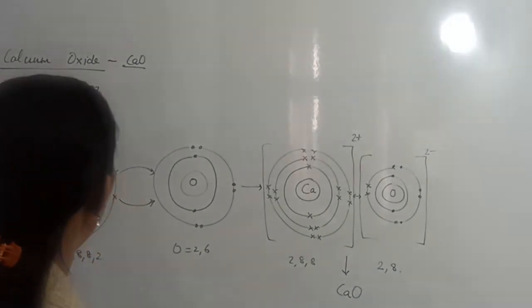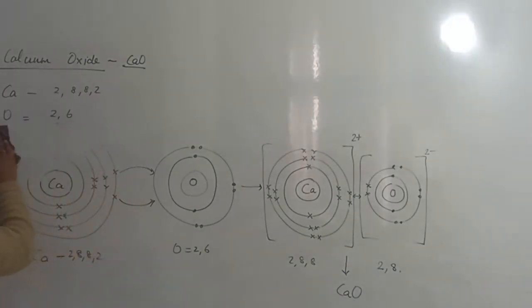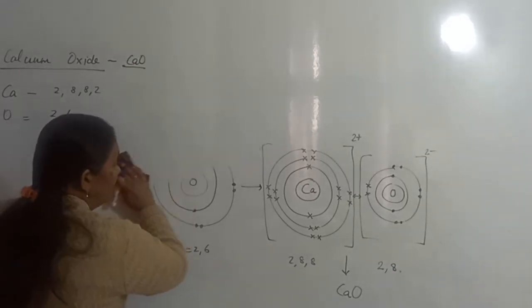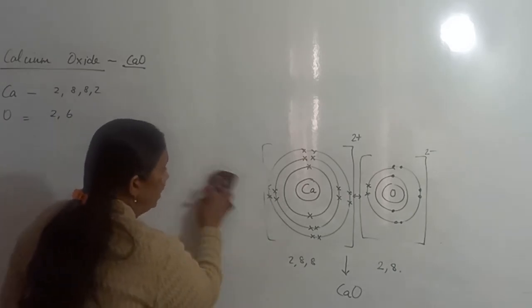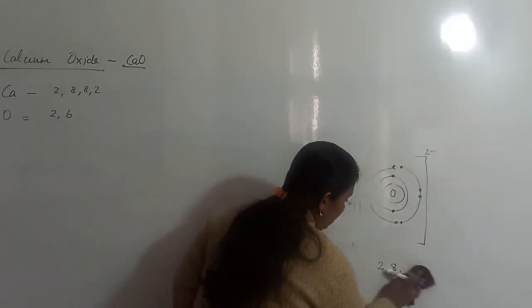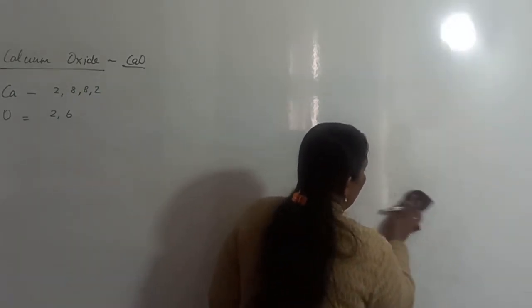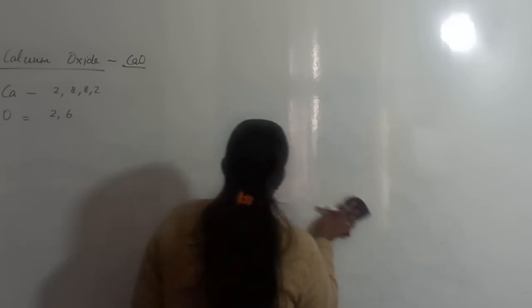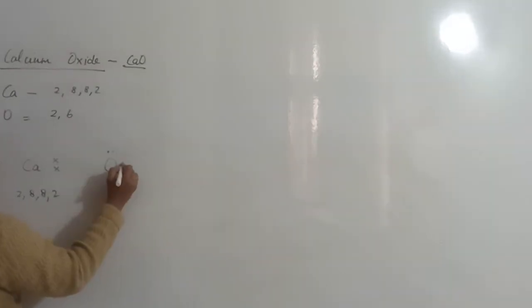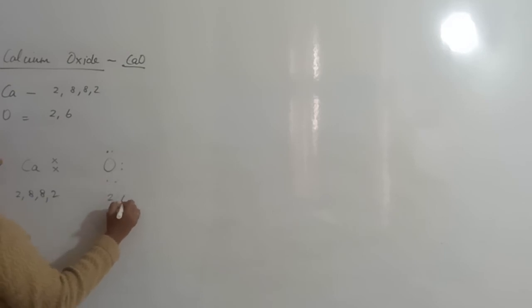Now we will see the other type of structure which I have told you earlier, that is the electron dot structure. What happens in the electron dot structure? You only show the outermost shell electrons and do not draw all the orbits. So in the electron dot structure, we will be showing only the valence electrons. Calcium will have 2 electrons in the outermost shell, 2, 8, 8, 2. This is calcium. Oxygen will have 1, 2, 3, 4, 5, 6 electrons, 2, 6.